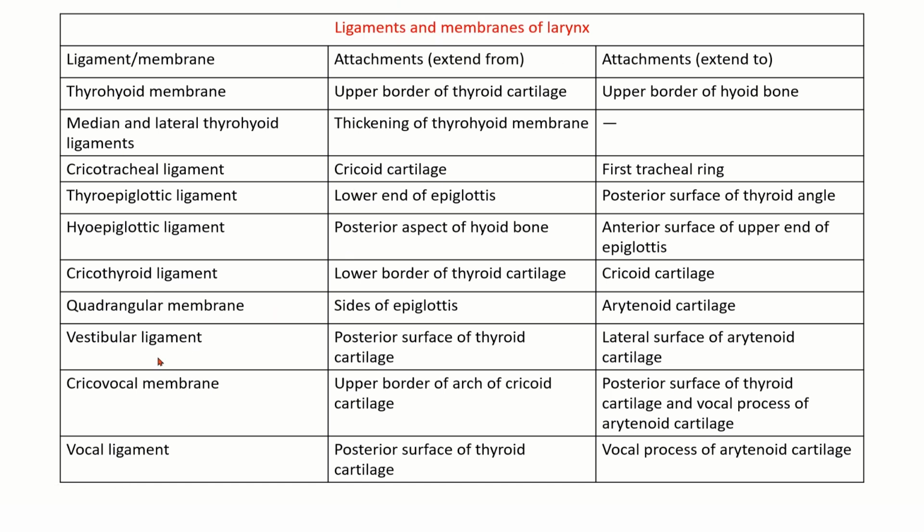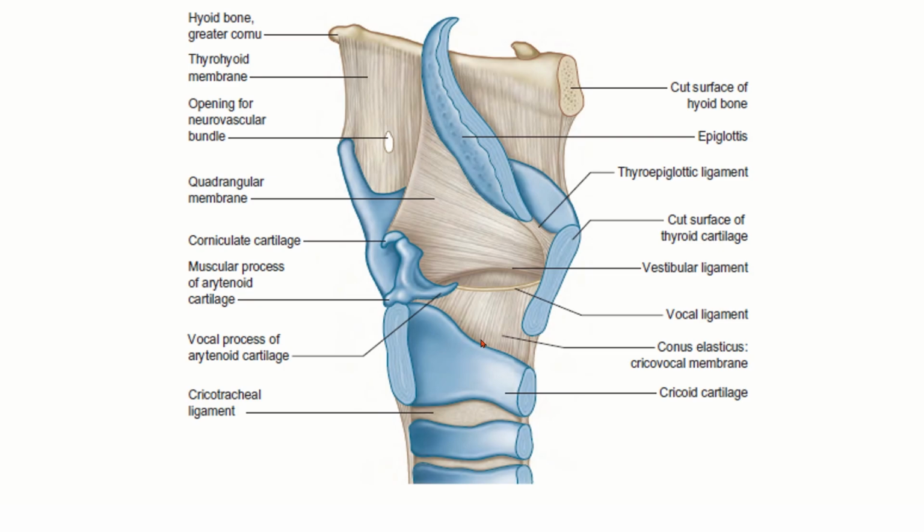So vestibular ligament: posterior surface of the thyroid cartilage and lateral surface of the arytenoid cartilage. Cricovocal membrane: upper part of the arch of the cricoid cartilage and posterior surface of the thyroid cartilage and vocal process of the arytenoid cartilage. Vocal ligament: posterior surface of the thyroid cartilage, it extends up to the vocal process of the arytenoid cartilage. So these are the attachments. You can understand this by looking at the earlier diagrams.